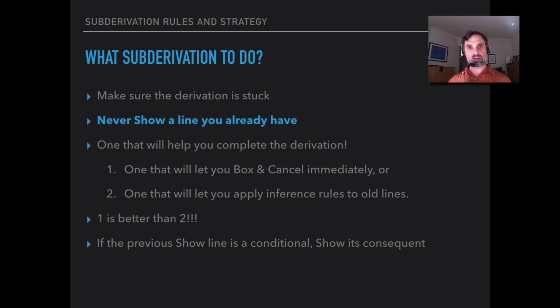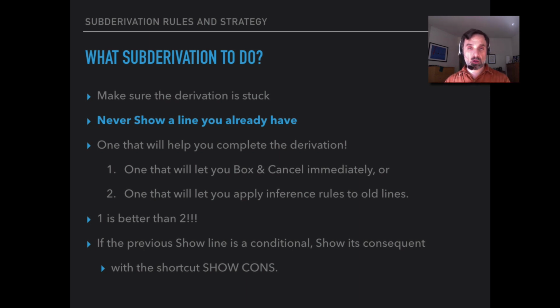A common thing that happens is, okay, I'm working on a show line that's a conditional. Well, what's going to let me box and cancel that conditional? Its consequent, so let me show its consequent. That's what we did in the previous example video. And this is such a common thing to do that we actually have a shortcut built into the program called show cons. Just like the first line of every derivation, where you can write show conc for show conclusion and it will write out the conclusion, whatever it is. If you're trying to show a conditional and you think I want to do a subderivation, if you write out show cons, then the program will write in the subderivation for you.